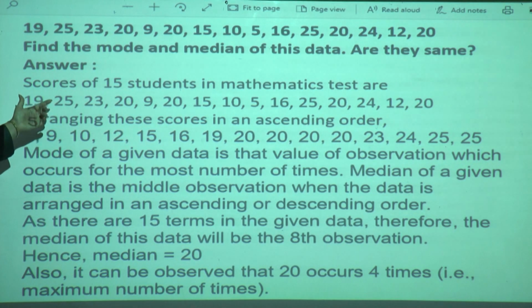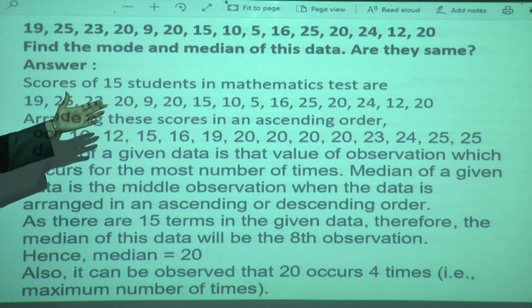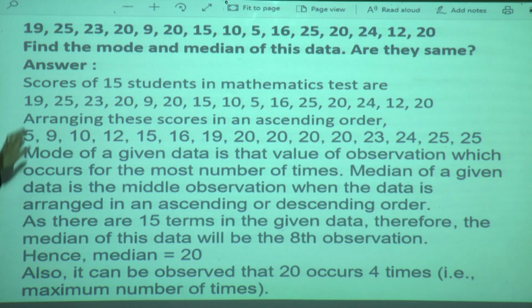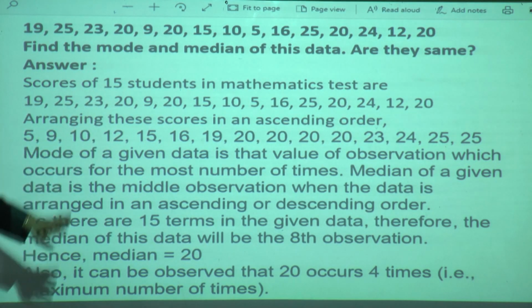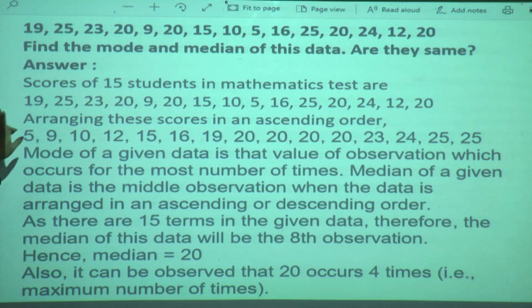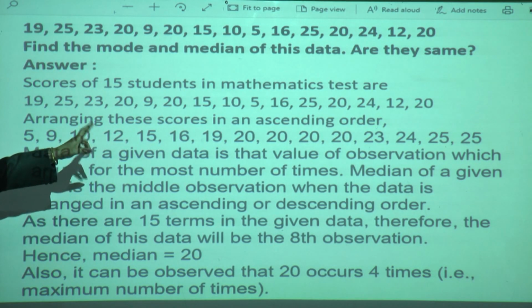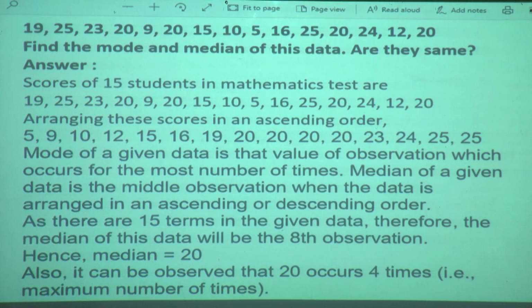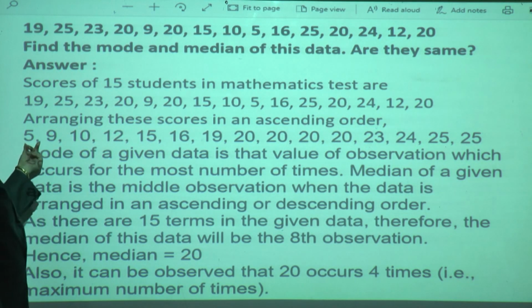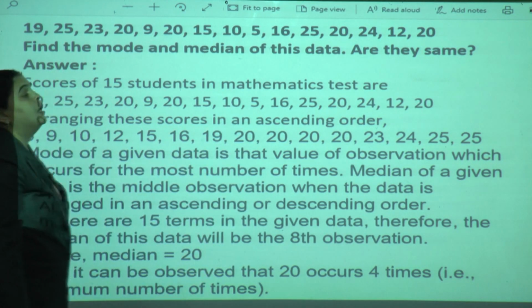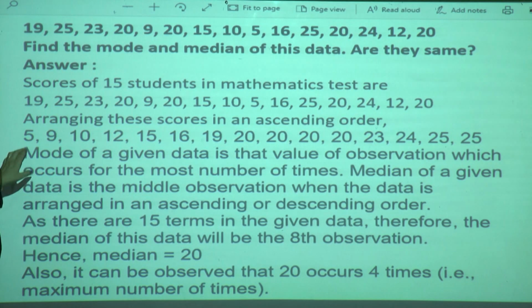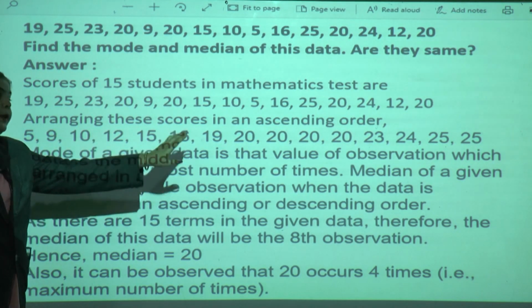These are all the questions. Scores of 15 students in the mathematics test are given as 19, 25, 23, 29, 20, 25, 15, 5, 16, 25, 20, 24, 12 and 20. Now arranging these scores in ascending order means the lowest marks will be first and the highest marks will be last. You know ascending order means smaller to bigger.